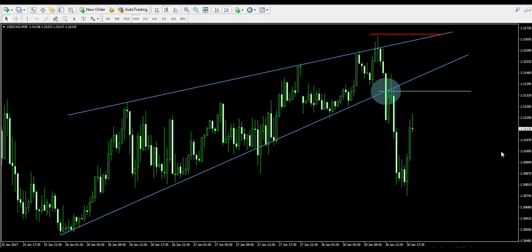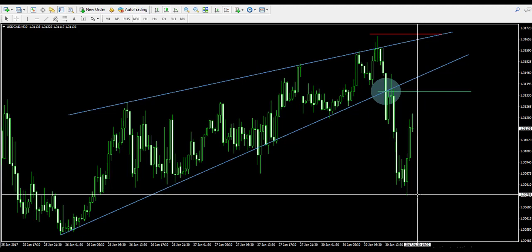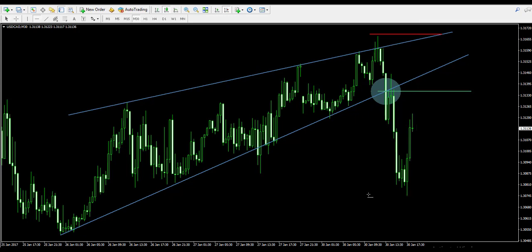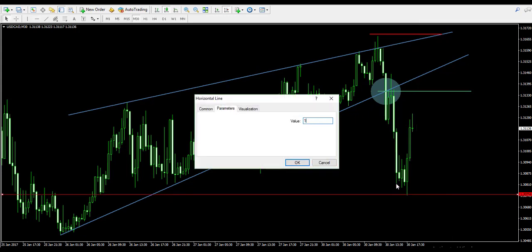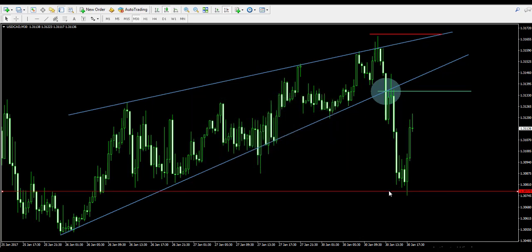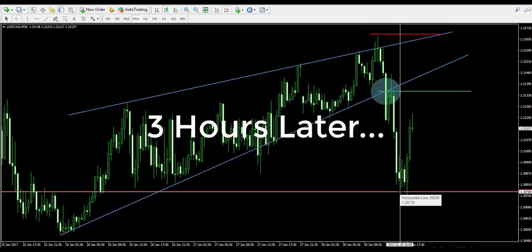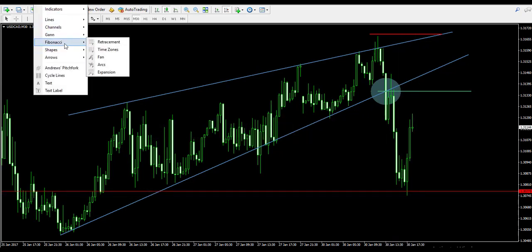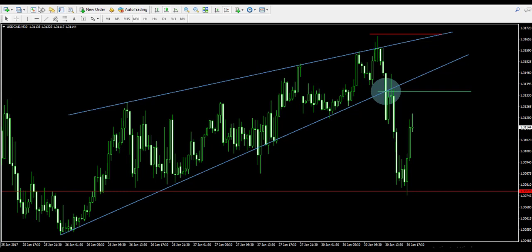Okay guys, we're back 3 hours later, and as we see, the price action has already hit our take profit level at 1.3077 right over here. So let's place that level as it was right over here. This was our take profit level, and as you see, the price action hits it, which triggers our exit point from the trade. Here it is, the price interaction with our take profit level over here.